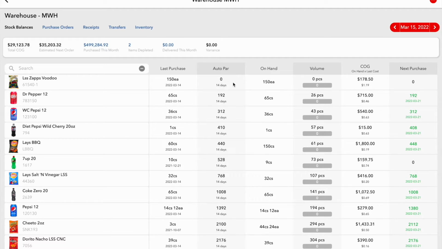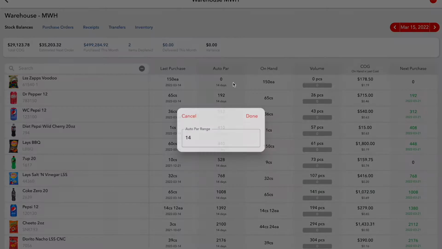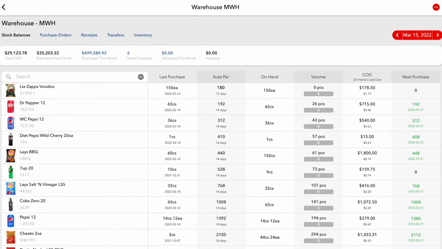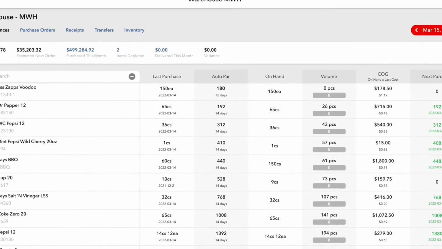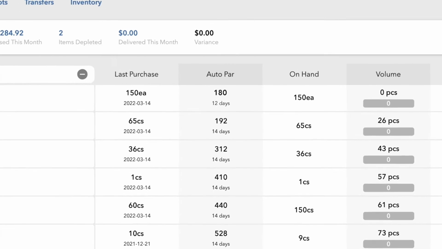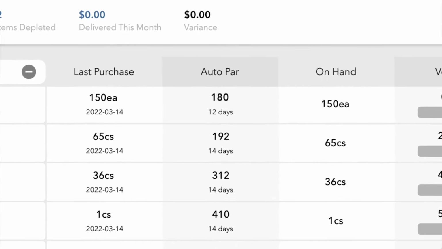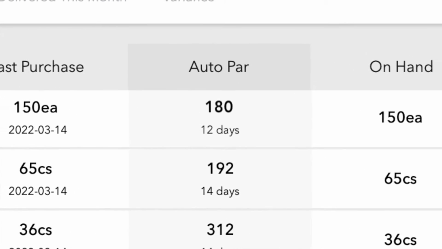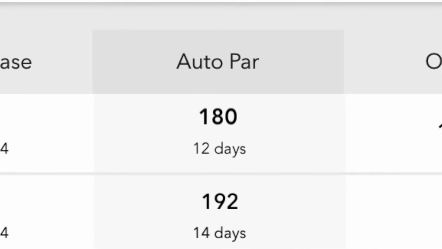For example, if Zapp's Voodoo chips are delivered every 2 weeks with an order fill rate of 80%, we'd suggest setting AutoPar as 12 days. 10 days because it's delivered every other week, plus 20% or 2 extra days to compensate for the order fill rate. You can always use your own logic for determining the right operating stock level of each product.